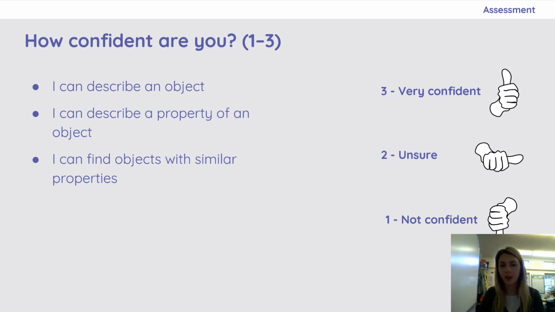How confident are you for today's learning in computing? Can you describe an object? Can you describe a property of an object? And can you find objects with similar properties? If you could do all of those by the end of today's lesson, give yourself a thumbs up as you're very confident. If you're a little bit unsure, you can do a middle thumb. And if you are really confused, not confident, put your thumb down.